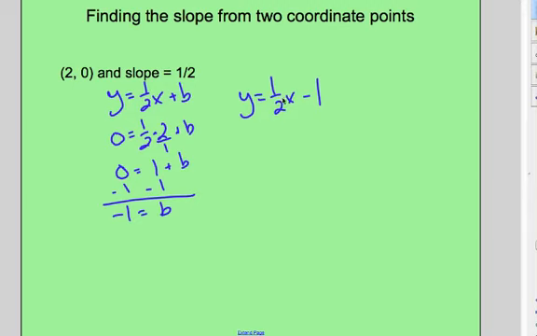So, short video, but this is how you find the equation from 1 coordinate point and the slope. And actually, to be honest with you, if you have 2 coordinate points, you can do the same thing. You just first find your slope, and then pick one of the 2 coordinate points. Either one, doesn't matter. And then find your b, find your y-intercept, and then write your equation.